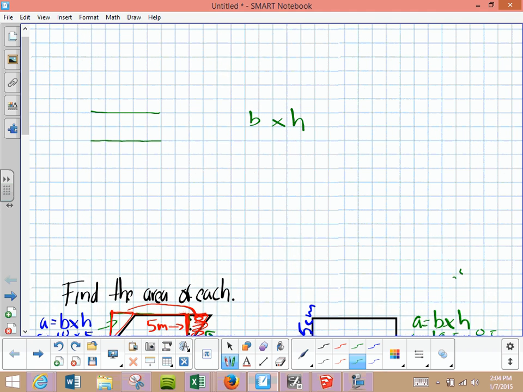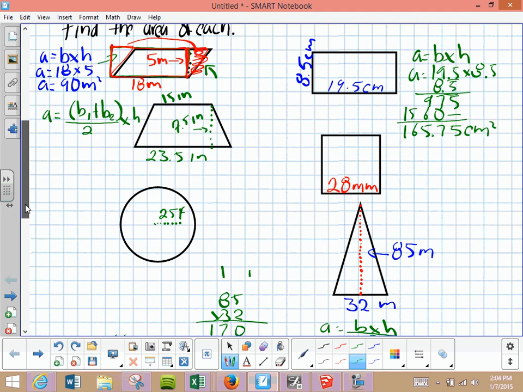So once you make it even, you just multiply whatever you get of the average of the bases by the height, and you get a rectangle again. So that's another reason why this formula works. You get the average of the bases and then multiply it by the height.